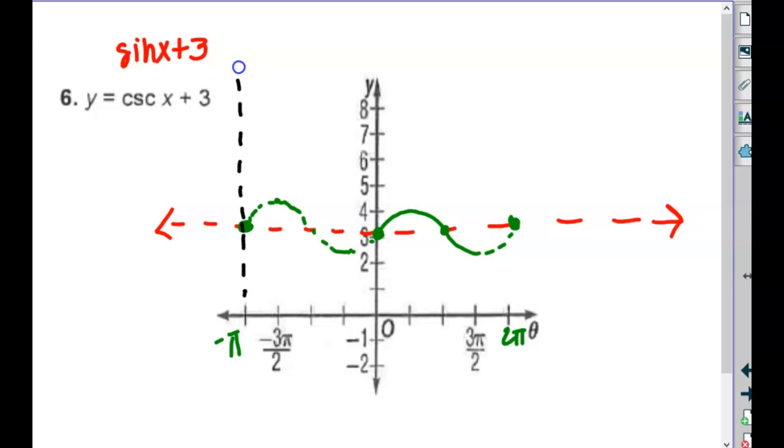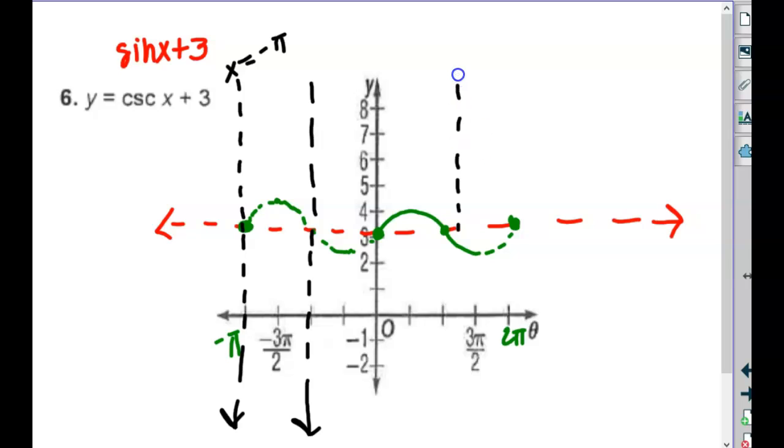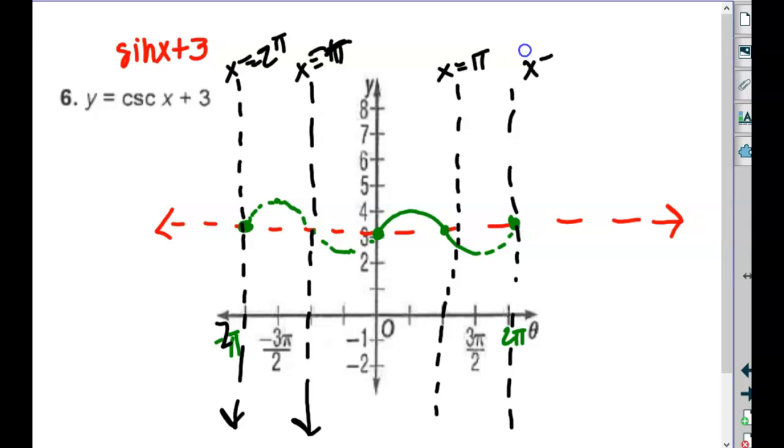Somebody give me the equations of the asymptotes. Yep. X equals negative pi. X equals pi. That one's 2 pi. Oh, mine are just so scribbly. Okay, and then what? All these little things flip over.